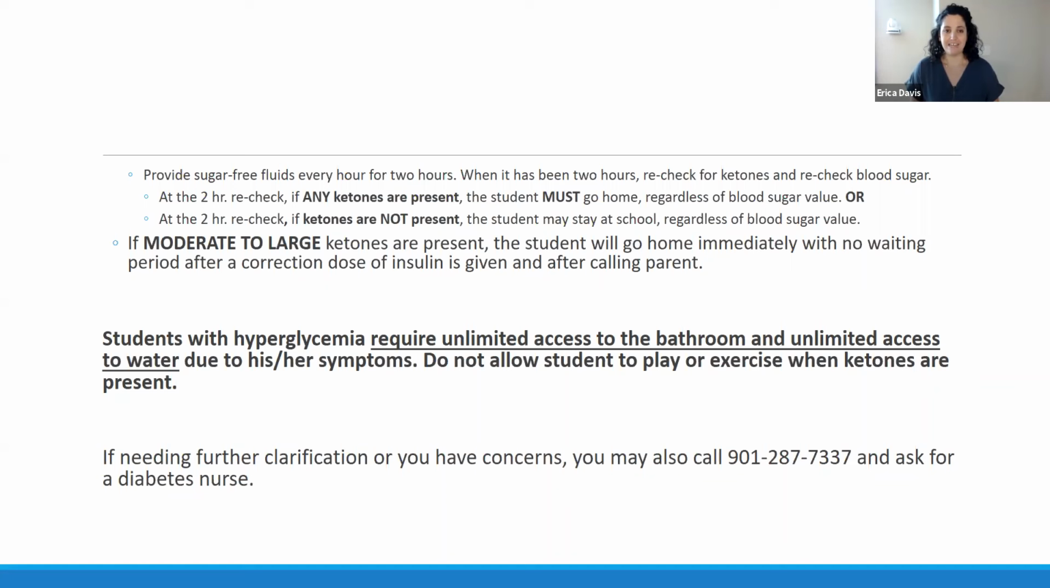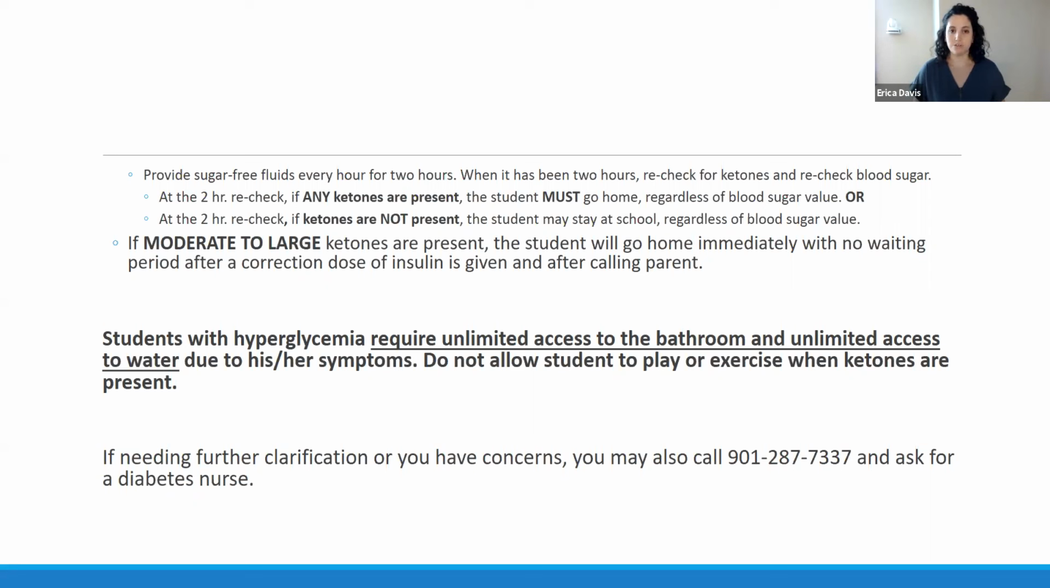If at any time you check ketones and they are moderate or large, we are going to advise that the student go home immediately. We will have you go ahead and give a correction dose of insulin just to let that start working to help with the ketones, but we're going to call that parent and they're going to need to come pick them up. So this is something that parents should be aware of, and we are going to support that patient going home if they've got those moderate or large ketones.